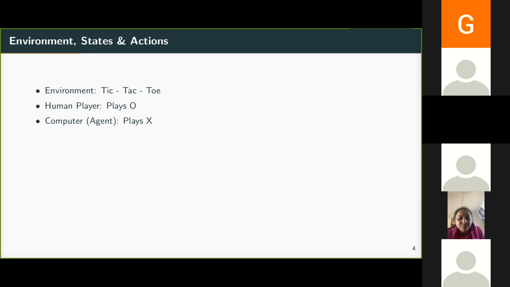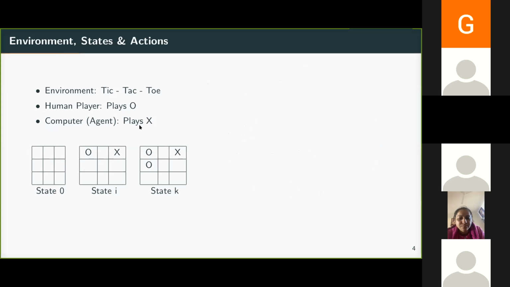So I have been talking about environment, state, and action. What are they? If you think of the game of tic-tac-toe, our environment is the game of tic-tac-toe. If you think of chess, the environment is the chessboard with the pawns included. And then the human player in this case, let us say, plays 0 or the dot, and the computer or the agent will play cross.